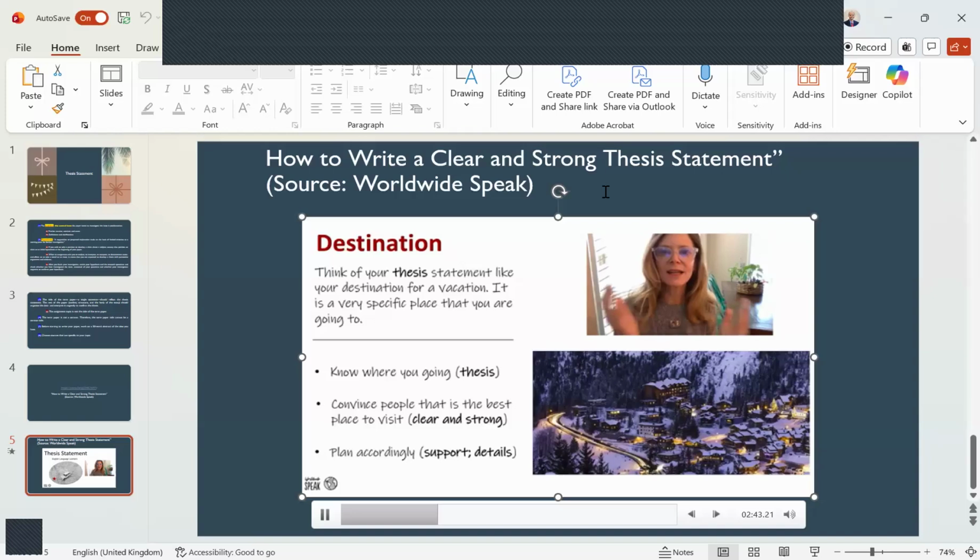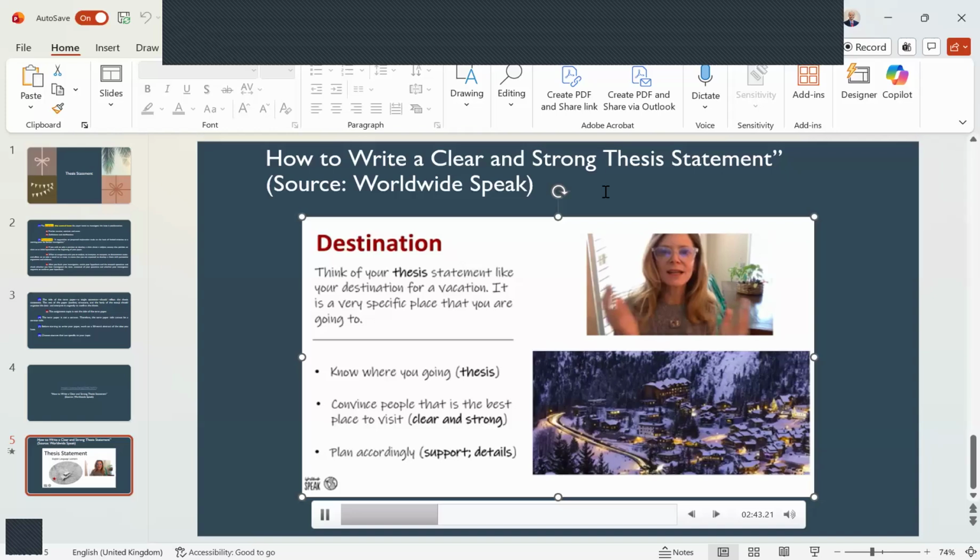Okay, so I just told you about the three pieces or three parts of the thesis statement. You need a specific topic, you need your opinion, and then you need to show how you're going to do that with your reasons. So let's go through this in detail. So the first part is the topic. And we already know that tells the reader what your paper is about.